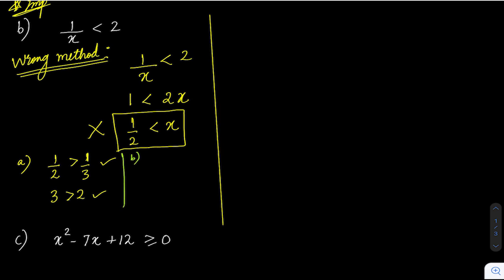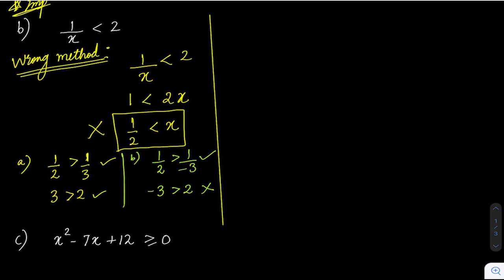Now, let's take an example of a negative number. What happens when a number is negative? Let's take this example only: 1 by 2 is greater than 1 over minus 3. Obviously, the right side is a negative number and the left side is a positive number, so a positive number is greater than a negative number. True. Now you cross multiply, and you get minus 3 greater than 2. Now, see, this is wrong. Obviously, minus 3 is not greater than 2. But somehow we are getting minus 3 greater than 2.